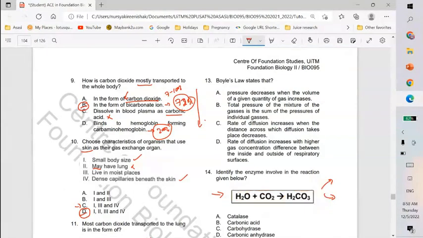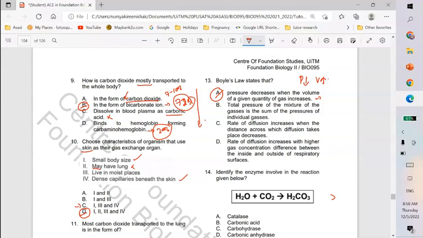Number 13, Boyle's law states that, my answer is A, pressure decreases when the volume of a given quantity of gas increases. Pressure decreases when volume increases. Okay, so this is applied during respiration when, for example, you are inhaling. So you inhale, your lung expands, thoracic cavity expands, so that the pressure inside the lung will be lowered, so that outside where you have high pressure, the air can be forced into the lung.